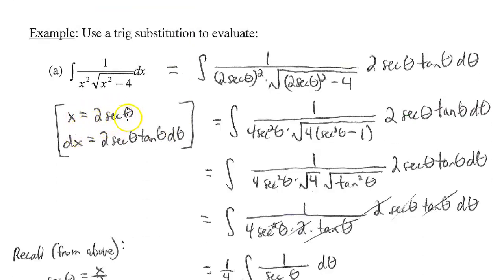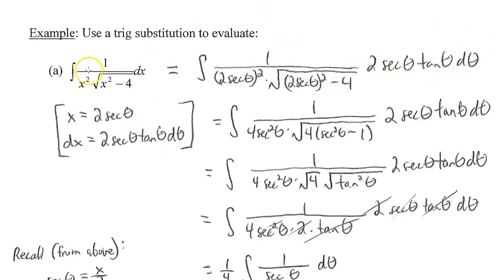Well, if x is 2 secant theta, what's dx? What's the derivative of that? Remember the derivative of secant is secant times tangent. So the derivative of 2 secant theta is going to be 2 secant theta tangent theta d theta. Now we're just going to substitute everything in. This dx is not going to turn into a d theta. It's going to turn into a 2 secant theta tangent theta d theta. That's what dx is, so don't just change dx to d theta. It becomes this whole thing here.